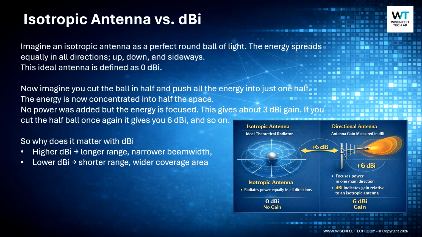So why does dBi matter? A higher dBi means longer range, but with a narrower beam and less coverage to the sides and behind the antenna. A lower dBi means shorter range, but a much wider and more even coverage area. In simple terms, dBi describes how focused the antenna's energy is, not how much power it creates.